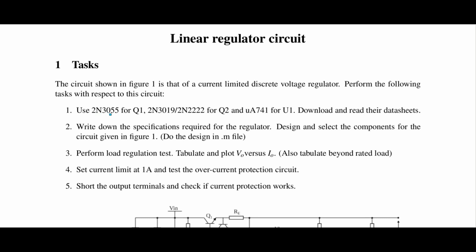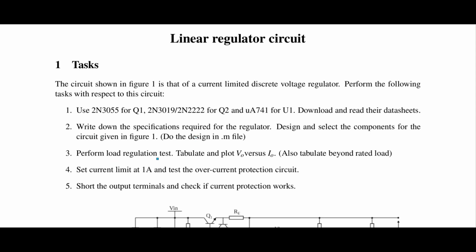You can use 2N3055 for Q1, 2N3019 or 2N2222 for Q2. These are low power 1 amp devices. This is a 10 amp device. MuA741 you are already familiar with, op amp or any other equivalent op amp. Do the design using Octave or MATLAB M file so that you can do iterations.